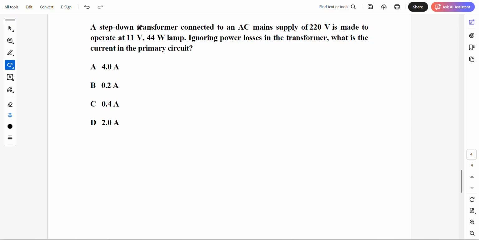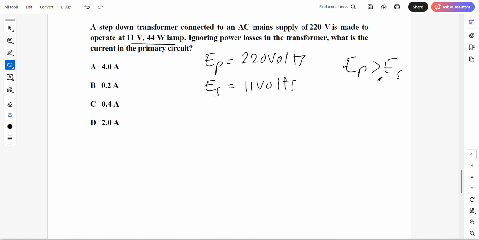What is this problem? A step down transformer is connected to an AC mains. How much is the primary voltage? 220 volts. It is made to operate a bulb at 11 volts, 44 watts. The bulb is always connected to the secondary, and the supply is connected to the primary. They have given ES is equal to 11 volts. It is a step down transformer because the voltage is getting reduced. EP is greater than ES. Therefore, it is a step down transformer.